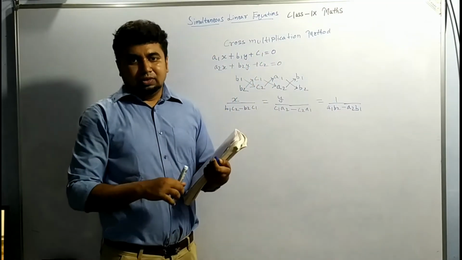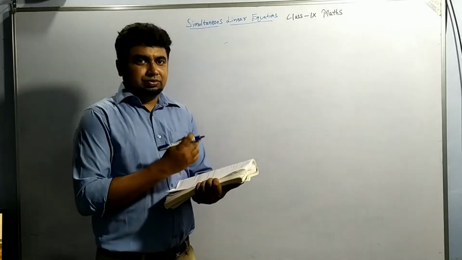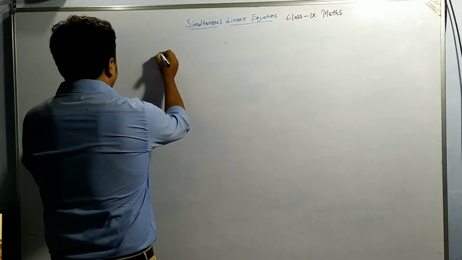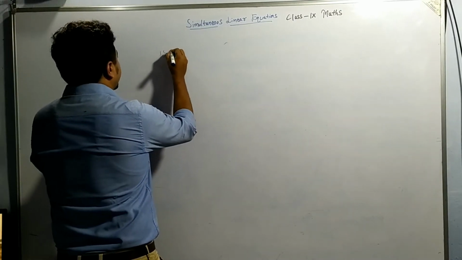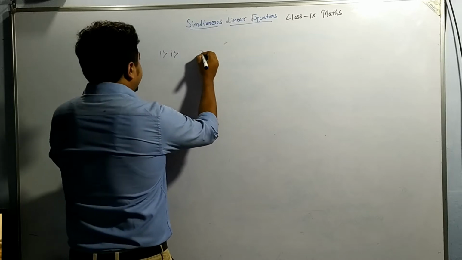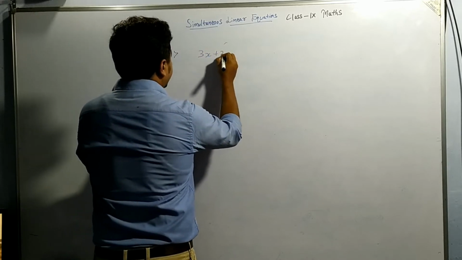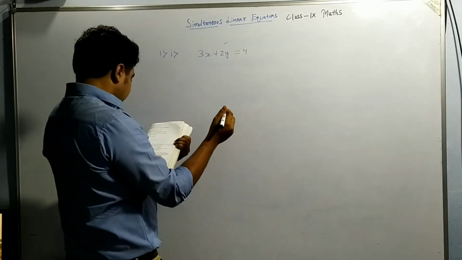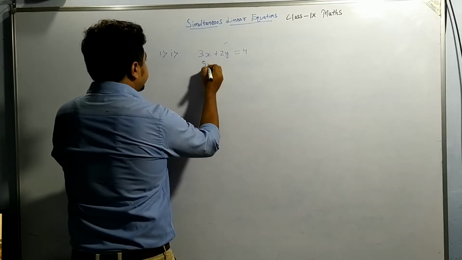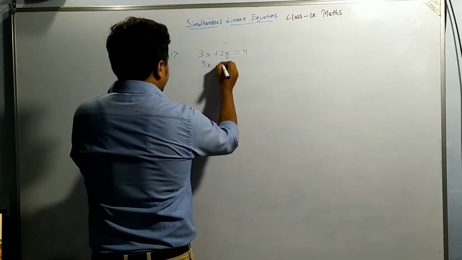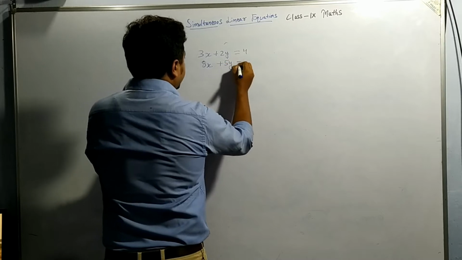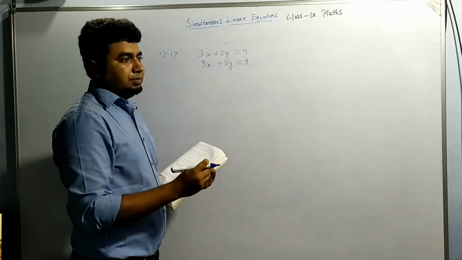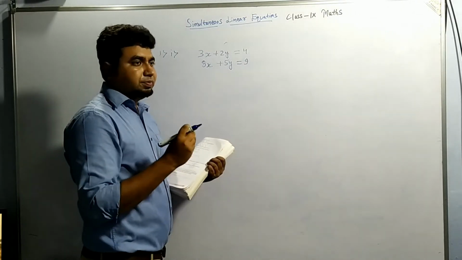So we will solve exercise 5.3, question number 1, part 1. In 1 part 1 it is given 3x plus 2y equal to 4, and 8x plus 5y equal to 9. This is given to us. Now we have to solve using the cross multiplication method.